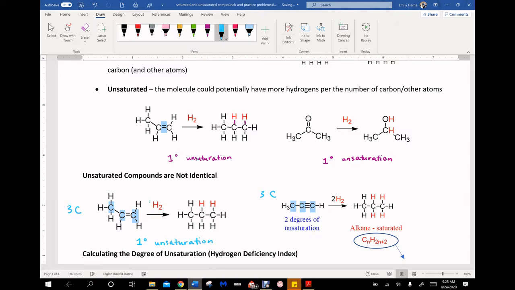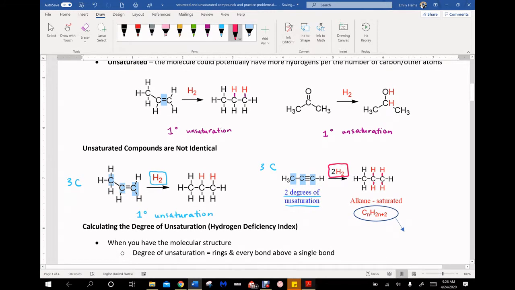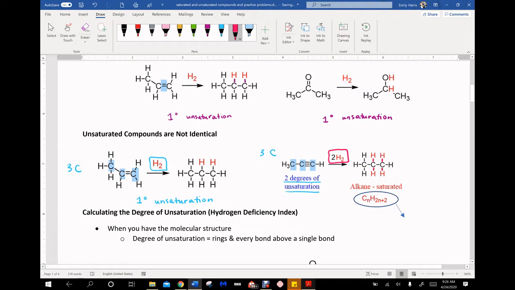That 1 degree means it has the room to accept 1 more hydrogen molecule. However, the molecule on the right, due to the triple bond, has 2 degrees of unsaturation. So a double bond counts as 1 degree, and a triple bond counts as 2 degrees. That's because, due to that triple bond, you can potentially add on 4 additional hydrogens, or 2 hydrogen molecules in all. And that will generate a saturated alkane.